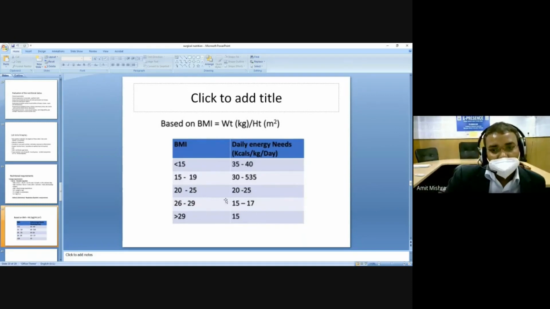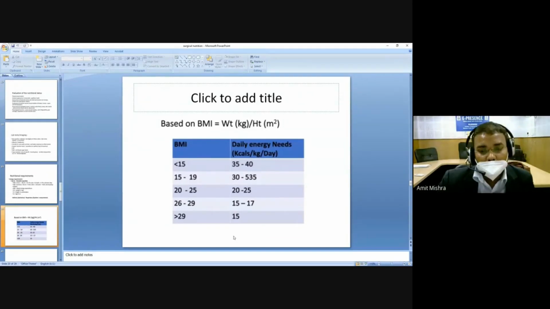So at least you should know your BMI, and by this chart you can calculate your daily calorie requirement, so that you do not undergo any sort of overnutrition or malnutrition. Okay, so that's the important parameter, BMI calculation.